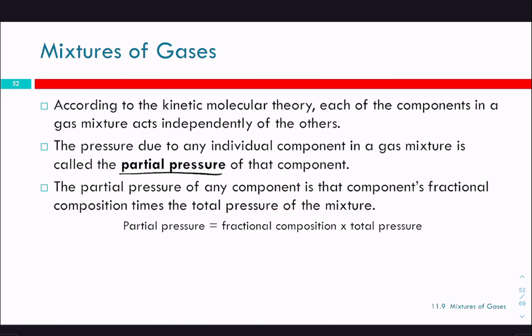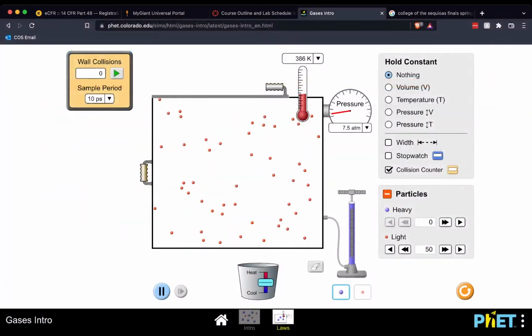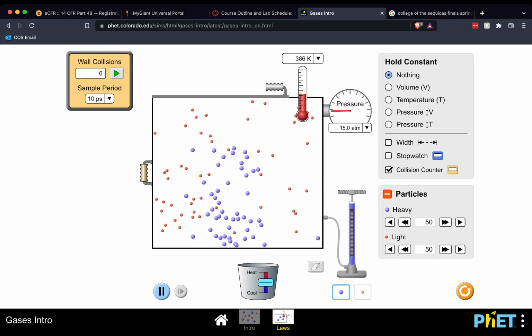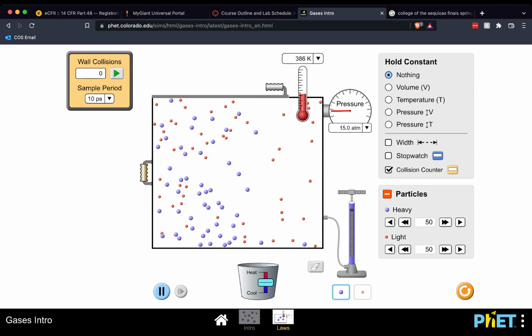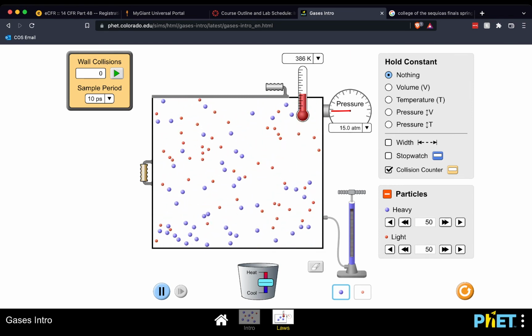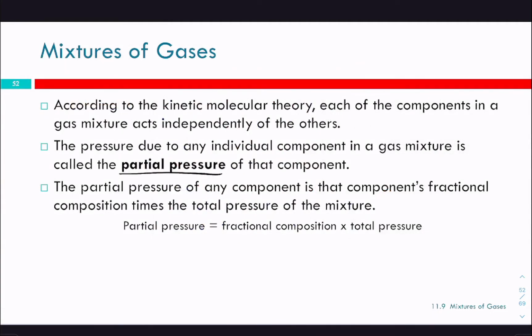So I'll give you an example here. Go back to this real quick. Let's say that the light particles are oxygen, the heavy ones are nitrogen. So we've got 50% of one, 50% of the other. Our pressure here is 15 atmospheres. Let's go back over here. So we could plug in total pressure, 15 atmospheres, times the fractional composition of the particle. Here we're 50-50, so let's just do oxygen. The fractional composition will be 0.5.